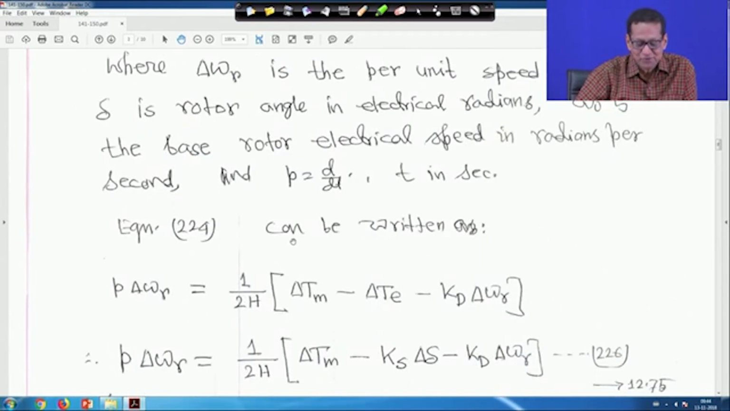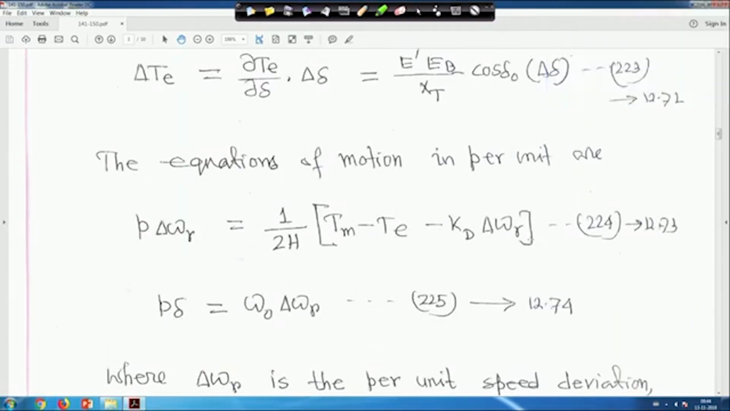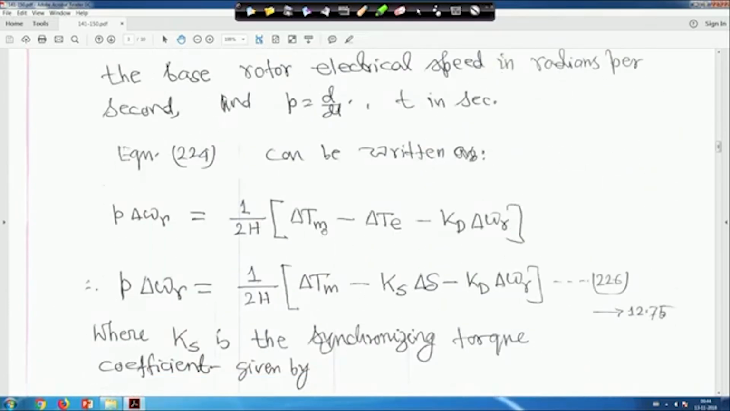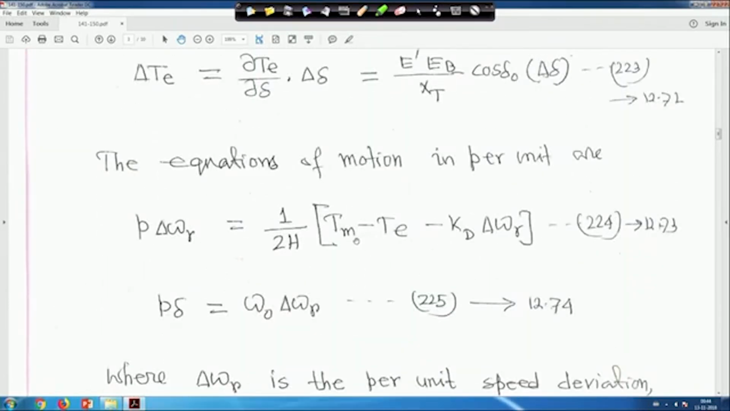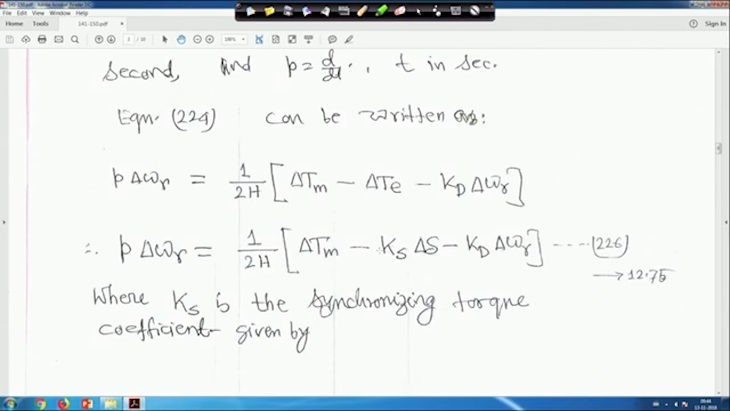So, equation 224 can be written as P delta omega r is equal to 1 upon 2H into delta Tm minus delta T minus Kd into delta omega r. I mean, this equation P delta omega r, again we can write 1 by 2H Tm minus T minus Kd delta omega r. But if you take again, this can be written as P delta omega r is equal to 1 by 2H delta Tm minus delta T minus Kd delta omega r. Everything is the same, but we are just making delta Tm minus delta T, the small perturbation. How these two things are coming, we will come back to in the next lecture. Thank you.